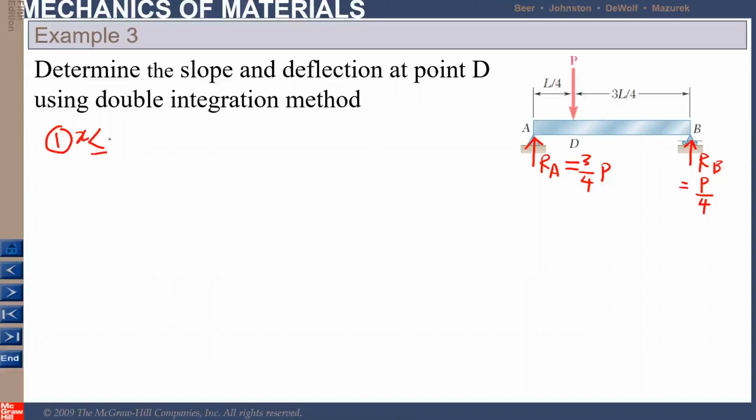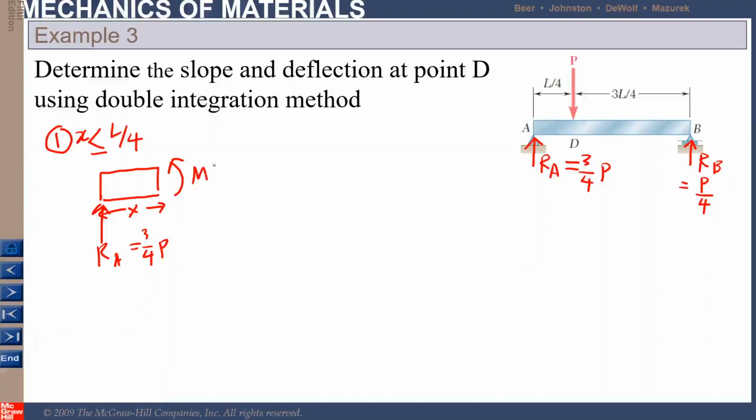is less than or equal to L over 4. For the situation where x is less than or equal to L over 4, we can get our free body diagram. Let's say this is our x, and this is our RA, which is 3P over 4. Then we have our moment here that we need to solve.